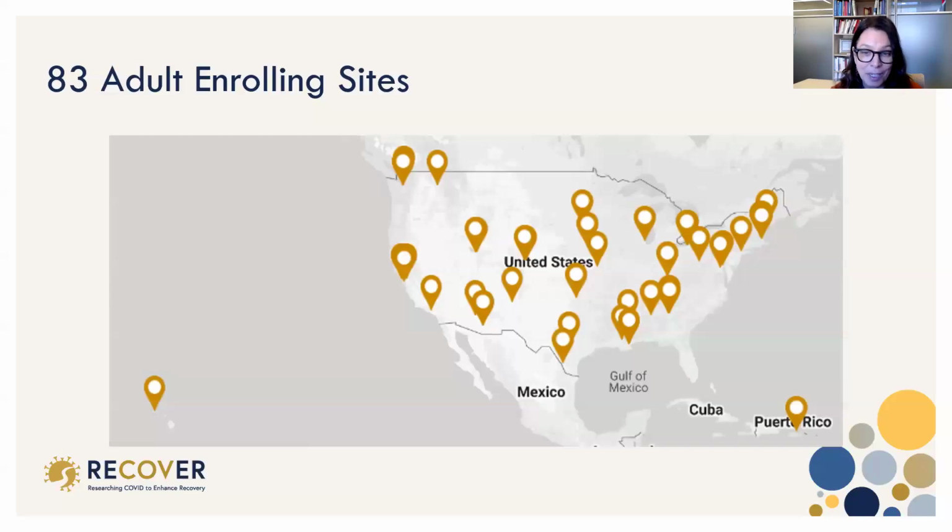The adult study is being run at 83 sites in 33 states across the country, plus Washington, D.C. and Puerto Rico. This is highly geographically diverse.